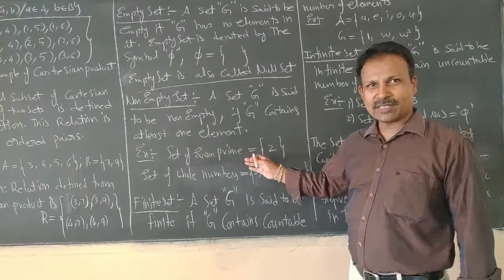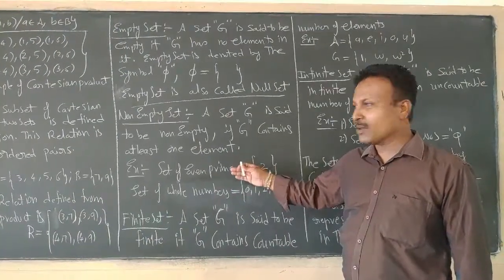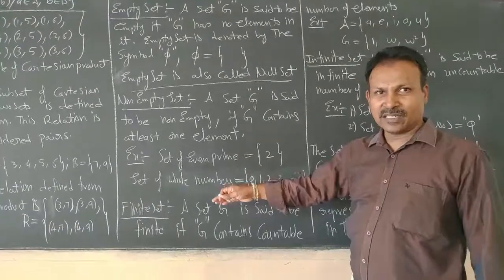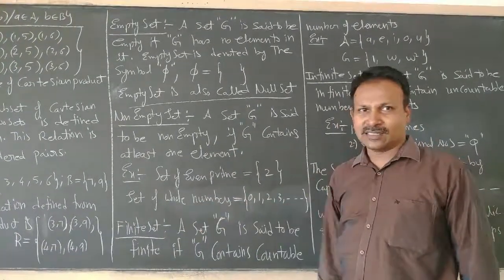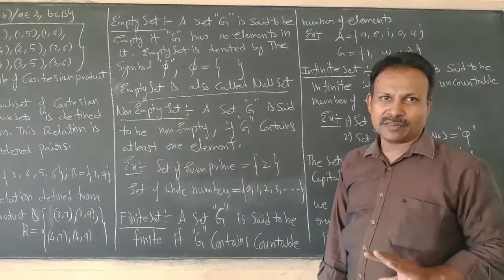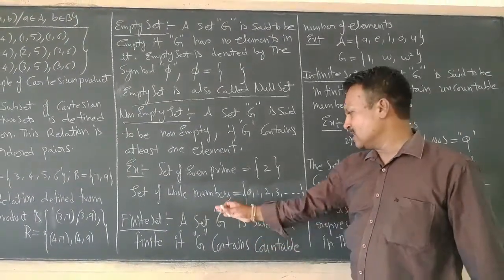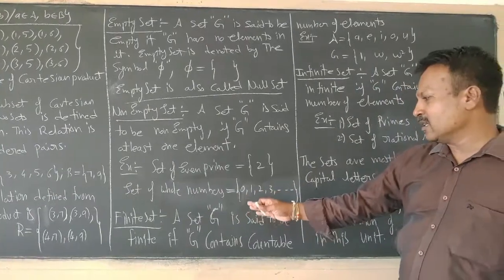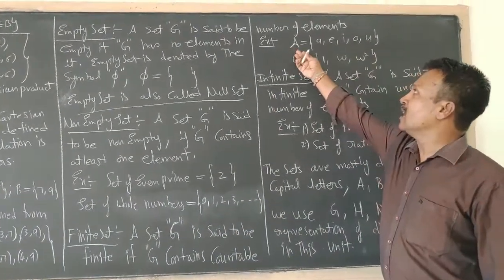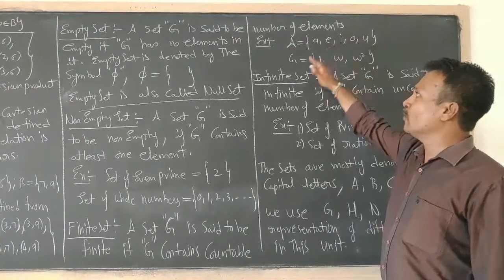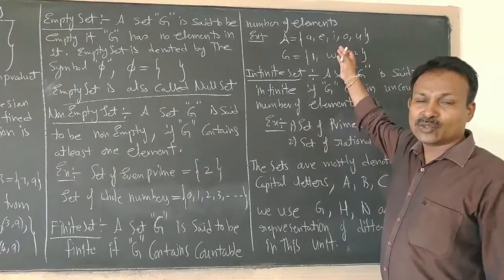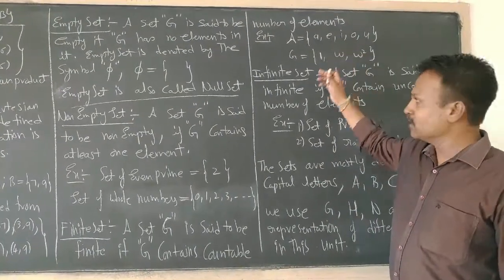Not only these two examples, we can further define many examples on this non-empty set. If we go for another definition in set, it is finite set. Finite is countable number of. A set G is said to be finite set if G contains countable number of elements. I have taken set A as the set of vowels A, E, I, O, U, and set G as 1, omega square. I have taken these two examples as finite sets.